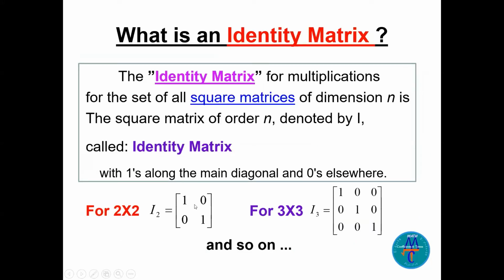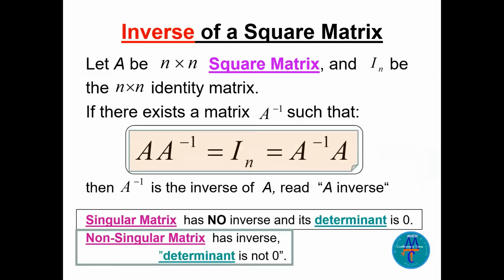What is an identity matrix? All this here is the definition. Identity matrix: ones along the main diagonal and zeros elsewhere. So we can have an identity matrix for 2 by 2. We call it I2: 1, 0, 0, 1. Only by itself, we call it identity matrix. For 3 by 3, we have I3, we have I4, I5, I6. Okay, every square matrix has an identity.